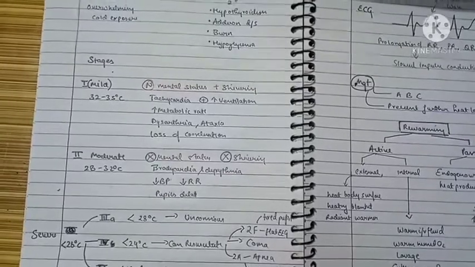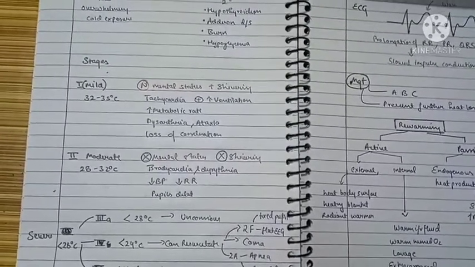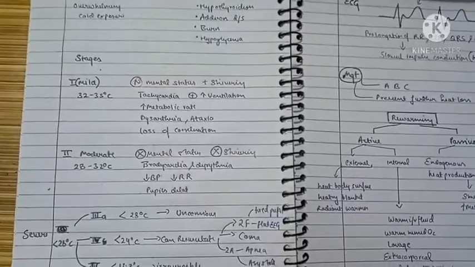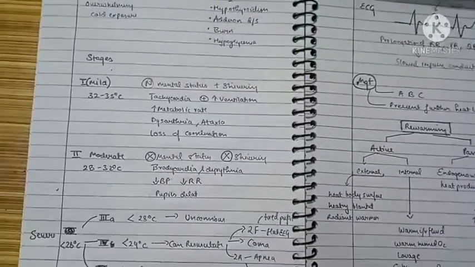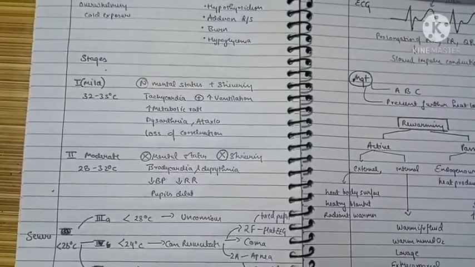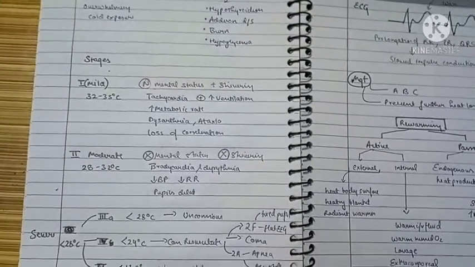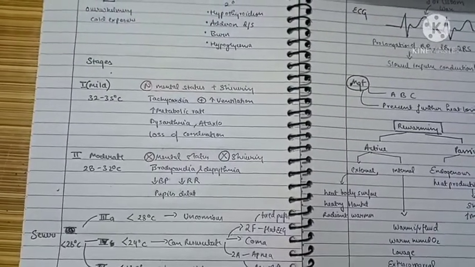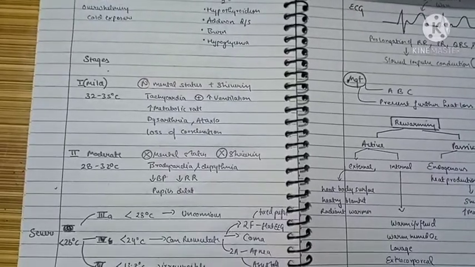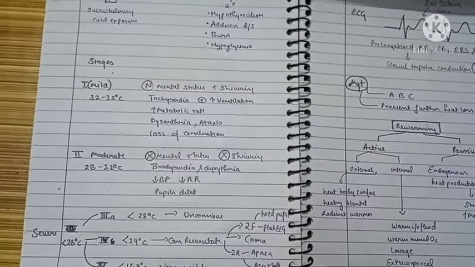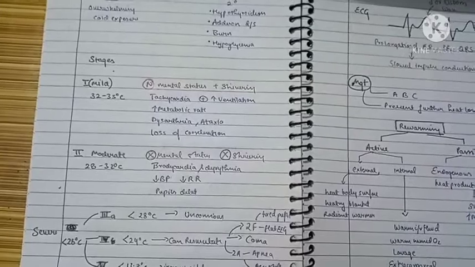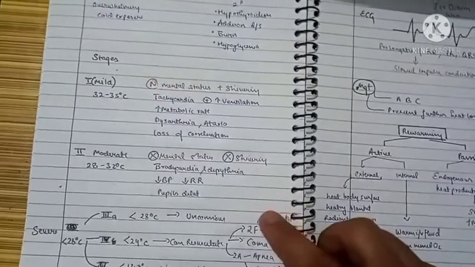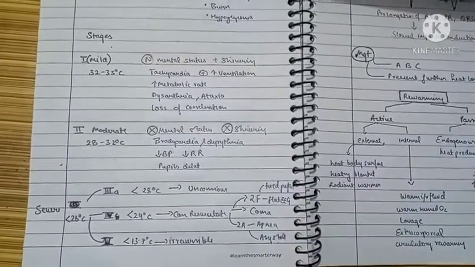Now let's talk about the second stage, that is the moderate stage, a temperature between 28 to 32 degrees Celsius. Here the body's compensatory mechanisms are failing, meaning there will be no shivering and the patient has developed an abnormal mental status. Okay, so as the body is not trying to compensate anymore, the respiratory rate starts to fall, bradycardia occurs. If we observe the pupils, they are dilated, and the patient also has dysrhythmia sometimes.